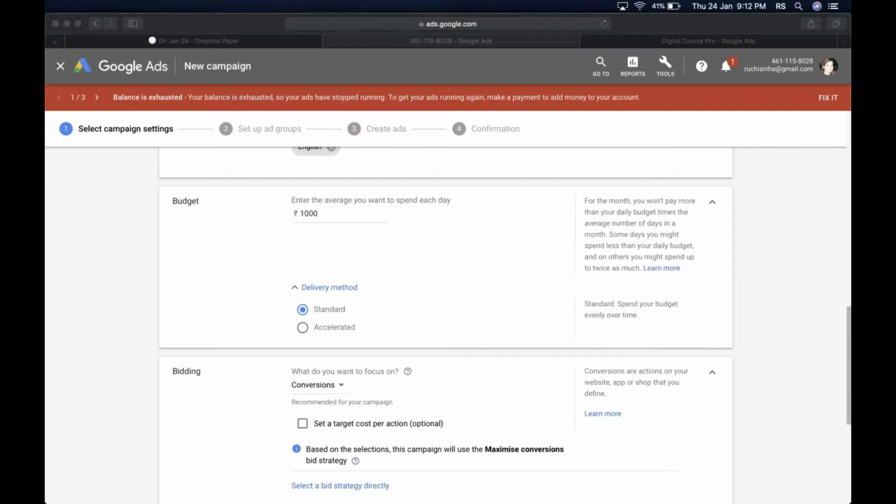So what we are discussing now is the daily budget. I'll repeat. The daily budget is how much money you want to spend in one single day. You have to mention it right here. When you mention your daily budget, suppose I'm saying INR 1000, that means today 1000 and tomorrow again 1000, and so on. Now they are asking what the delivery method is, how your ad delivery should be, standard mode or accelerated mode?